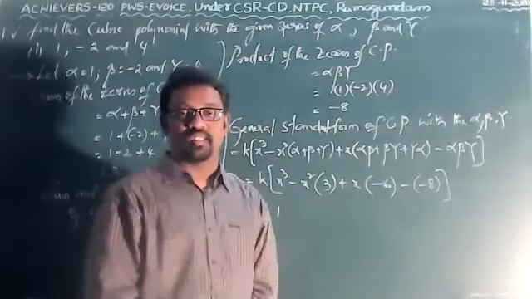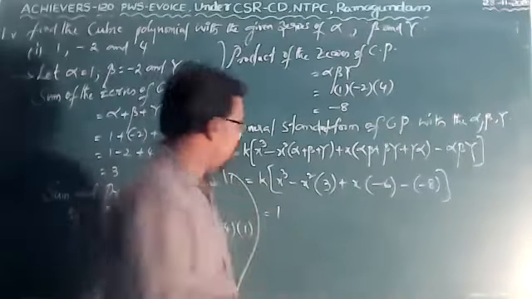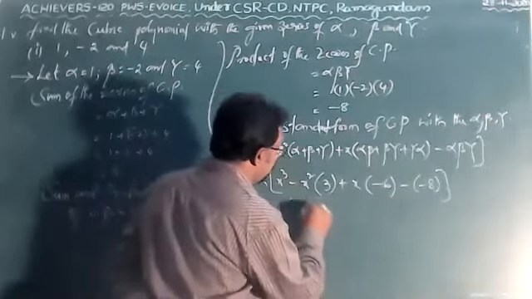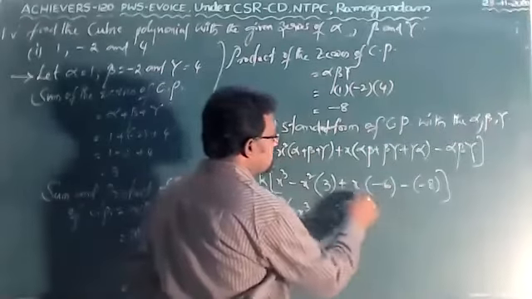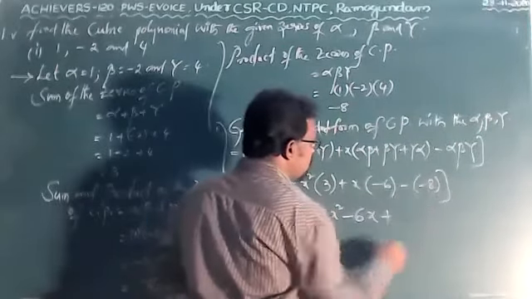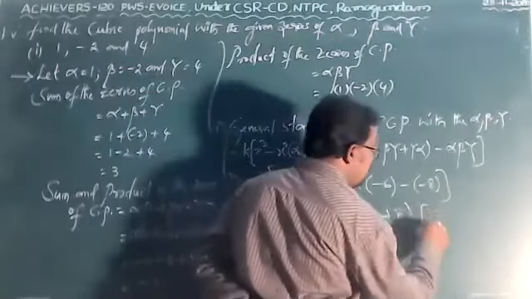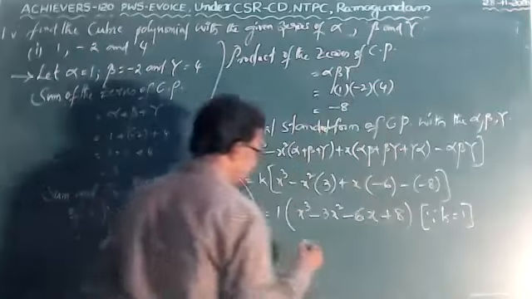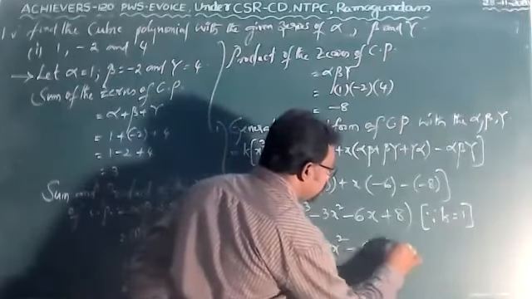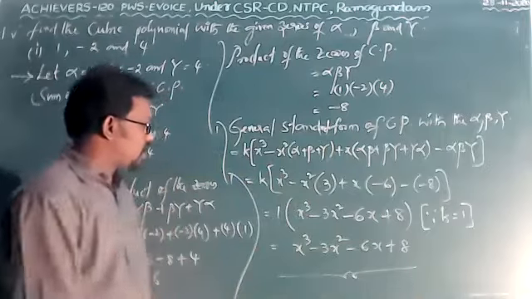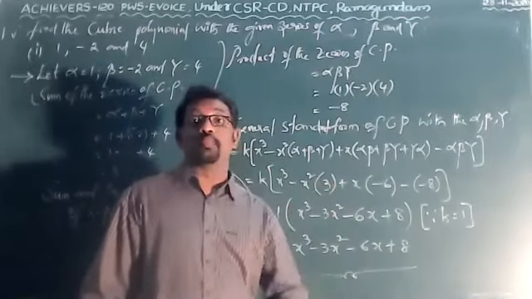Now what does it become? K becomes 1 because there is no denominator. If there is no denominator, k becomes 1, into x cube minus directly 3 into x square, 3x square, plus into minus 6 into x, 6x, minus into minus plus 8. Since k is equal to 1, finally 1 into this, same as it is, you will get x cube minus 3x square minus 6x plus 8 as the solution of this cubic polynomial.